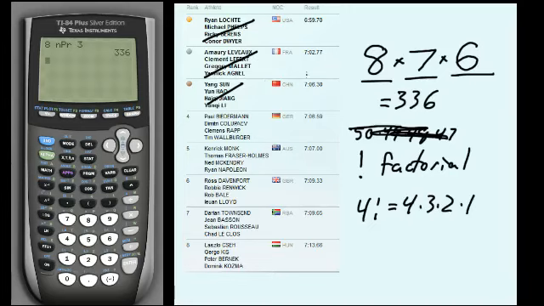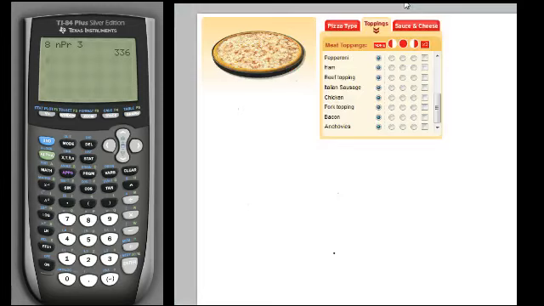Let's look at what makes a problem a combination. So let's say we're going to order a pizza, and specifically let's say it's going to be pepperoni, ham, and chicken. So you want to order a pepperoni, ham, and chicken pizza. So there are 8 toppings here, and we want to know how many different ways could we select a 3-topping pizza out of the 8 toppings.